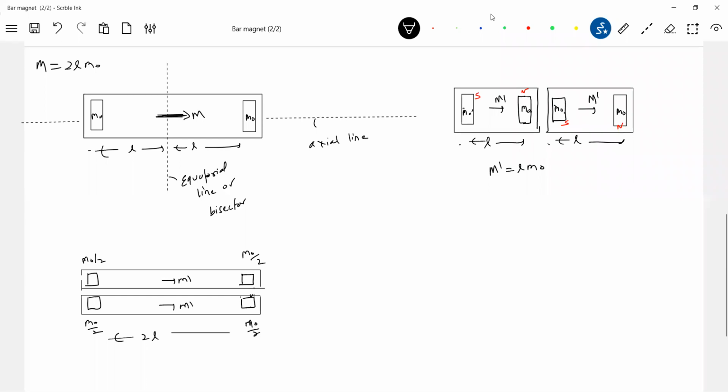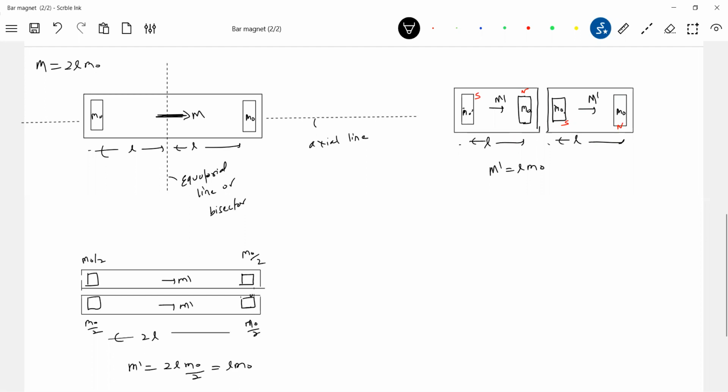So I'm going to divide the pole strength. The magnetic charge is getting divided. So what is M dash in this case? It will be 2L into m naught by 2, which is L m naught. I can cut this into n number of pieces, according to my requirement.